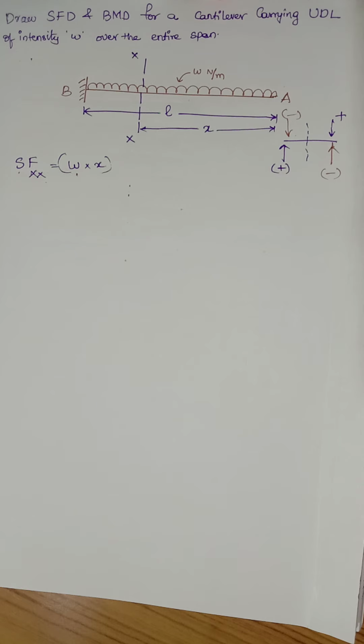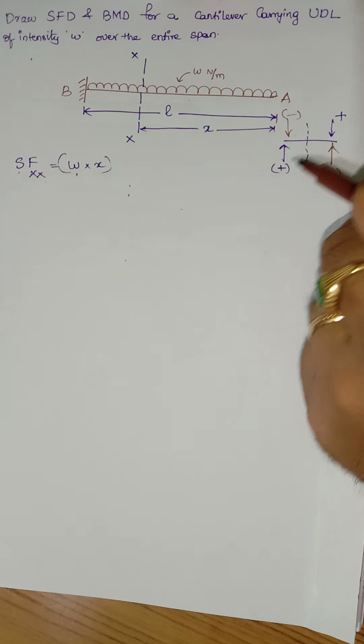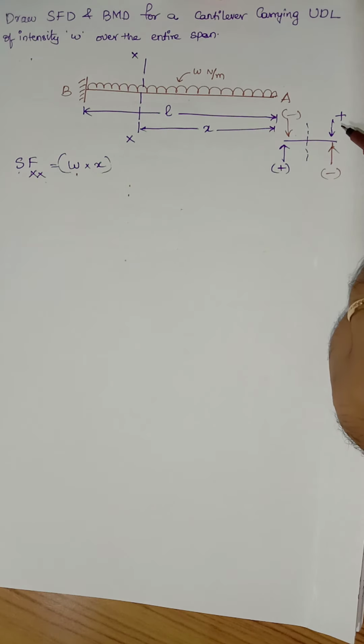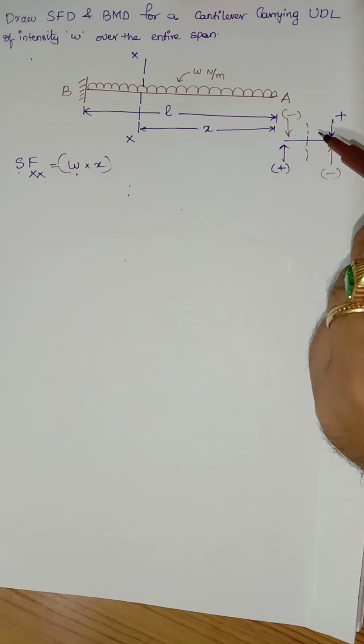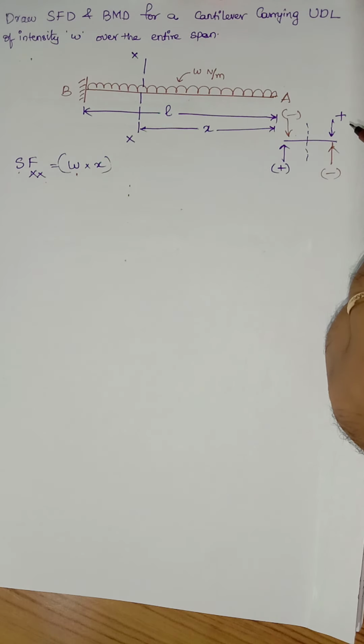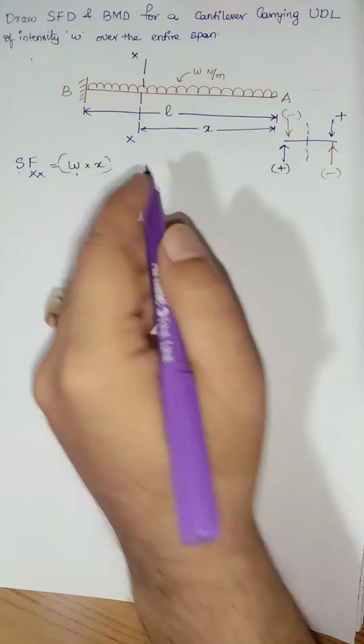While you are practicing from different textbooks, some other faculty will also change the directions of the shear forces. Sometimes they will take this one as negative and this one as positive. Towards the right side of the section, downward may be taken as negative, sometimes clockwise negative. Okay, now here we have the shear force, which is w multiplied by x.